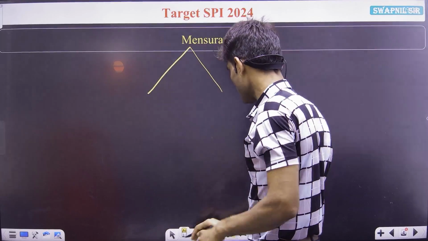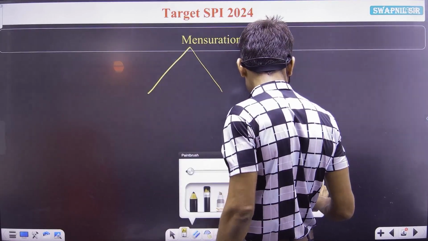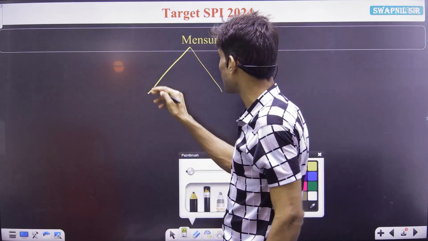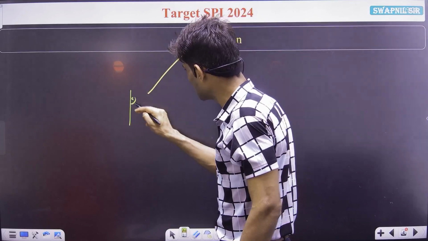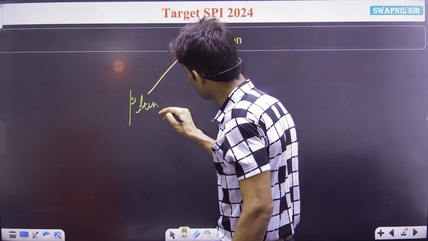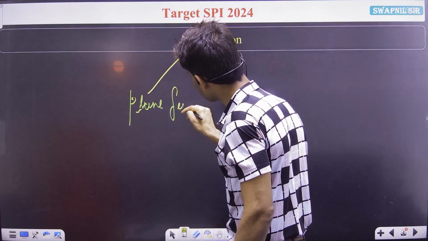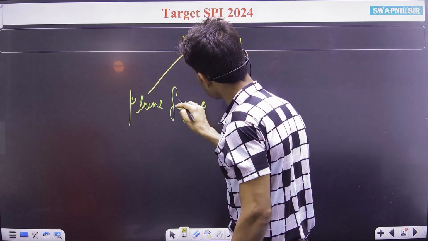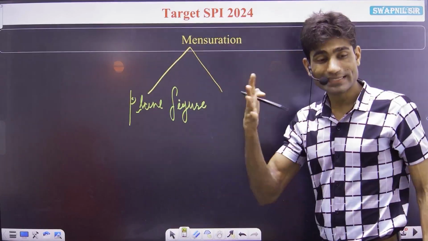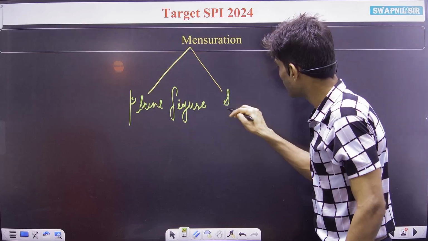Let me write what are the major parts we are going to understand here. First it goes for the plane figure, and second it goes for the solid figure.